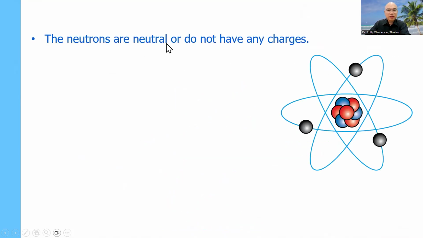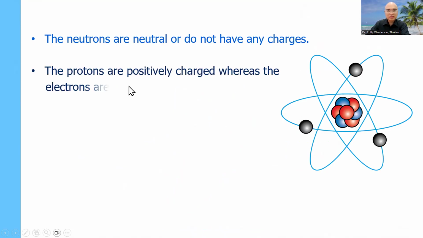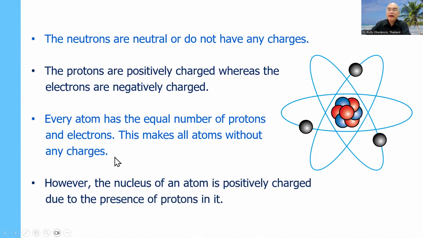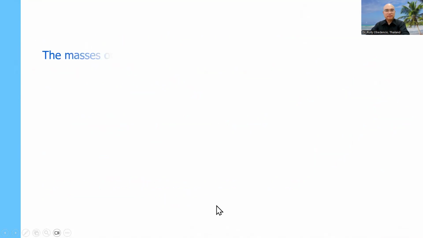The neutrons are neutral or do not have any charges. The protons are positively charged, whereas the electrons are negatively charged. Every atom has an equal number of protons and electrons. This makes all atoms without any charges. However, the nucleus of an atom is positively charged due to the presence of protons in it.